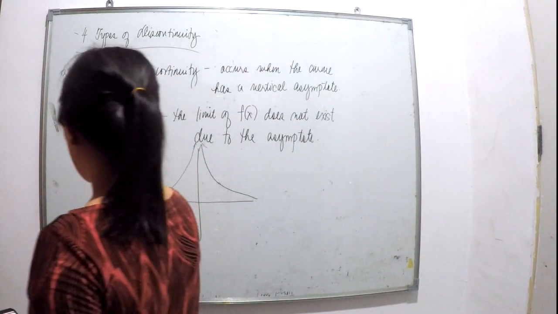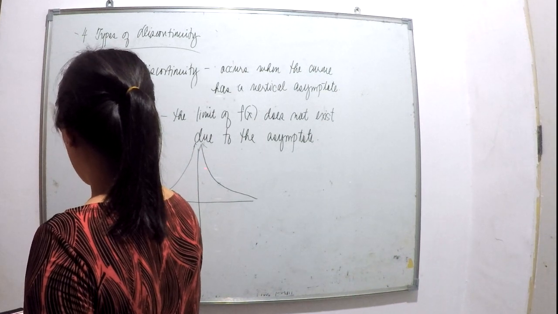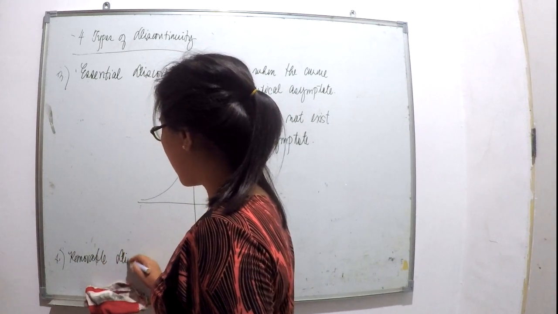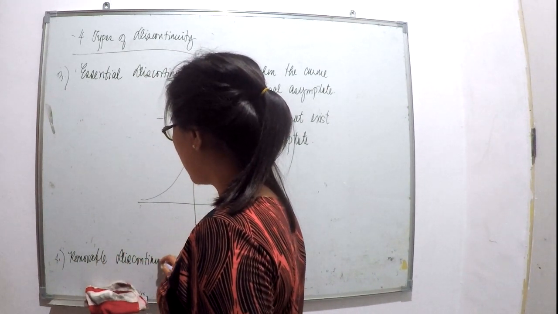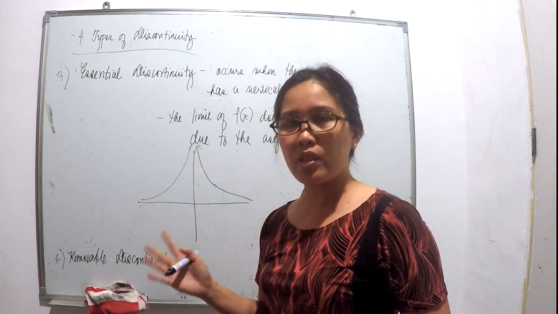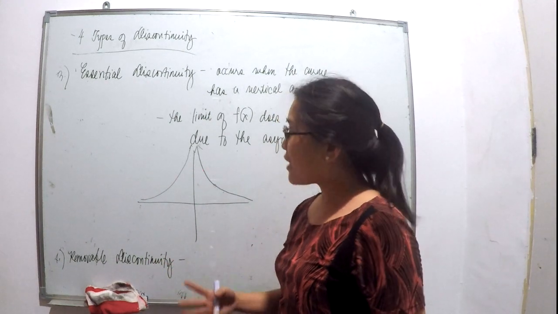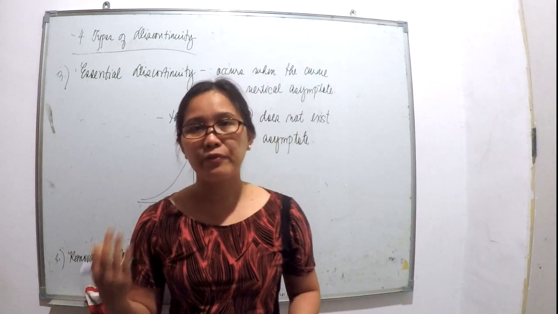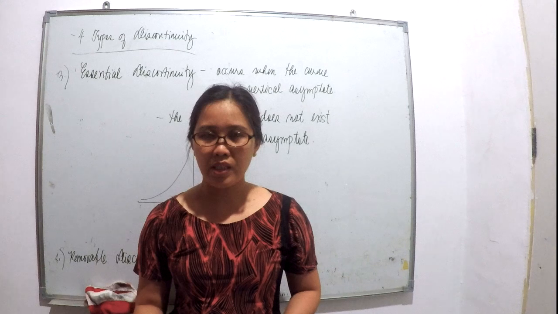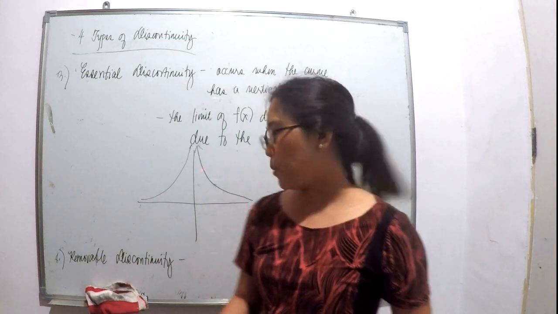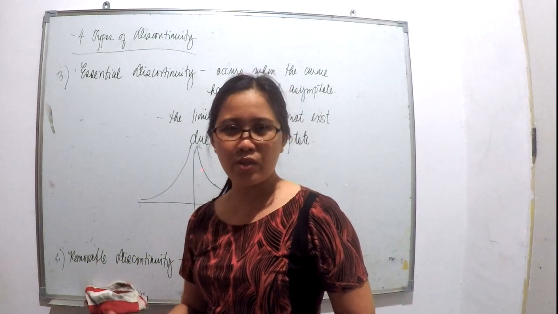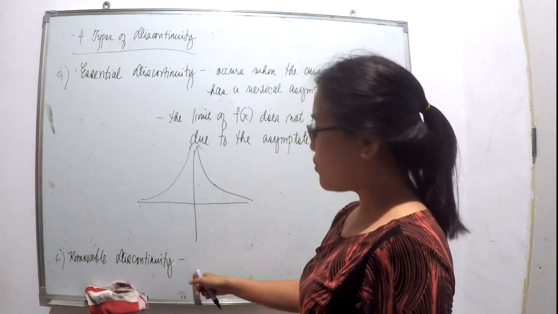Number 4, we have removable discontinuity. Okay, when can we say that the discontinuous function is removable or not? By the way, class, the first three types of discontinuity are non-removable discontinuities. Then the last one is the removable discontinuity. So when can we say that the discontinuity is removable or non-removable?